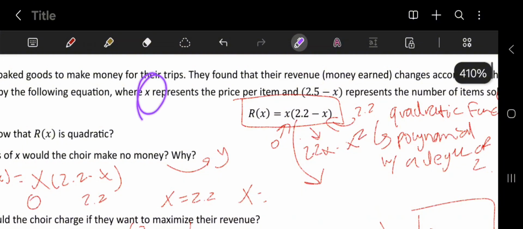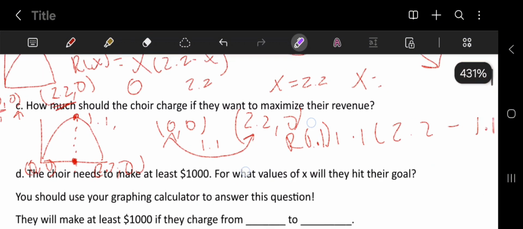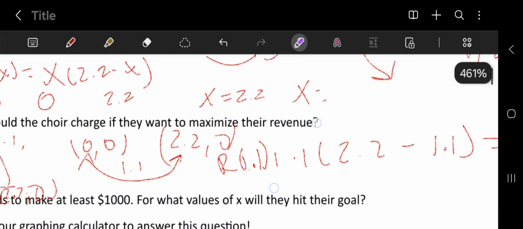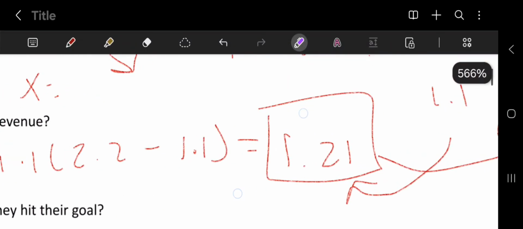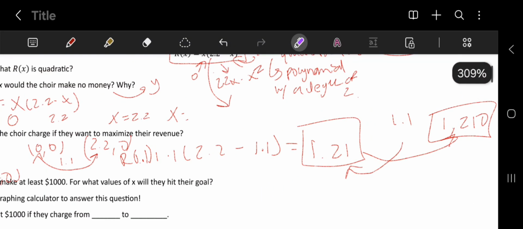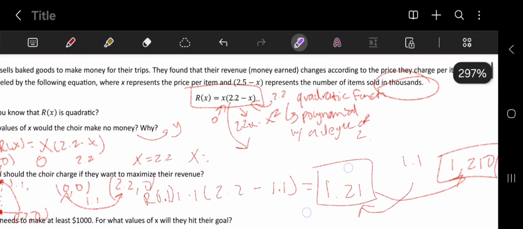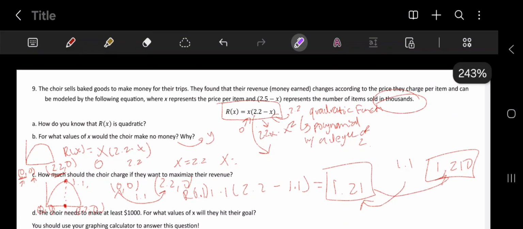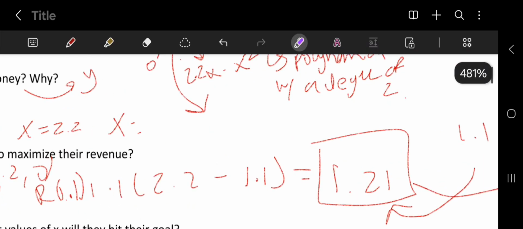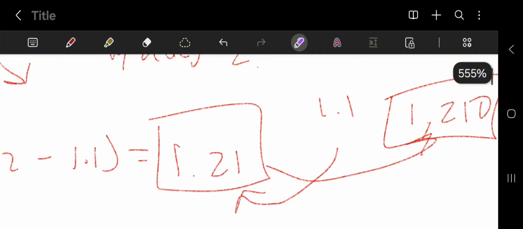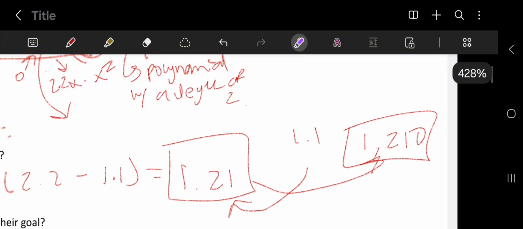So X represents the price per item. That means whatever we're inputting, in this case 1.1, is the price of the item, and what we get out is how much revenue they make. So the best way they should charge their items is 1.1, I guess, dollars. I don't think it gives me a unit, but just know it's 1.1, which will ultimately leave the choir with 1.21 thousand.